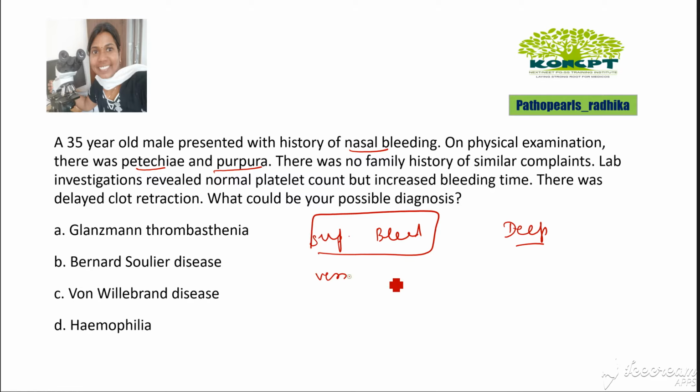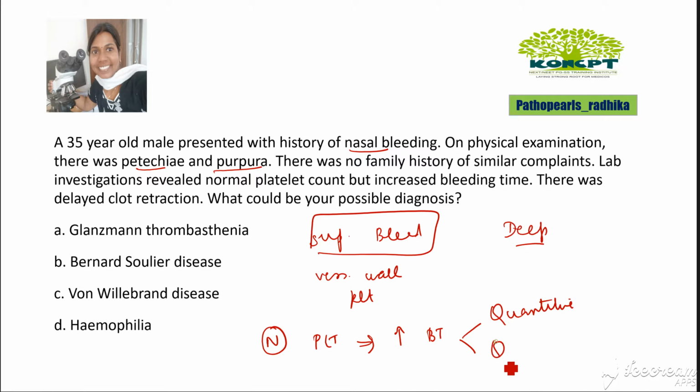This could be due to any problem in the vessel wall or problem with your platelet, either decreased in number or any function. So the next clue is normal platelet count and increased bleeding time. So what does this indicate? Bleeding time is one test to assess the function and number of the platelets. So your bleeding time can be increased either in a quantitative defect or a qualitative defect in platelet. So what do you mean by qualitative defect? Quantitative defect is like decreased platelet count due to thrombocytopenia. Qualitative defect meaning your platelet is not functioning properly.